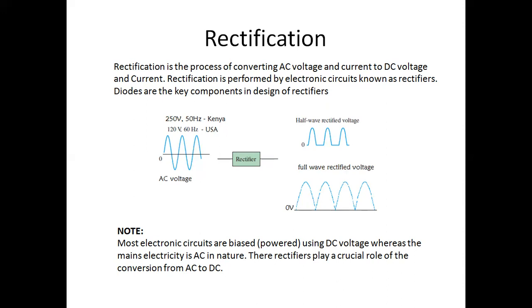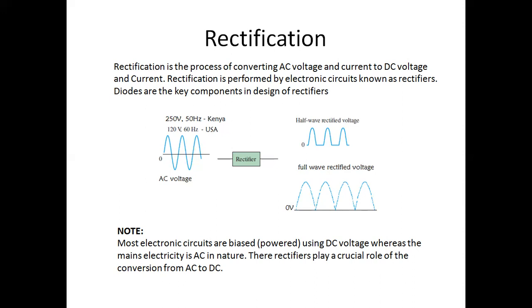The point to note is that AC voltage is a voltage that changes its polarity with time. At certain instances of time, it has positive polarity. At other instances of time, it has negative polarity. And that is what makes it AC in nature.